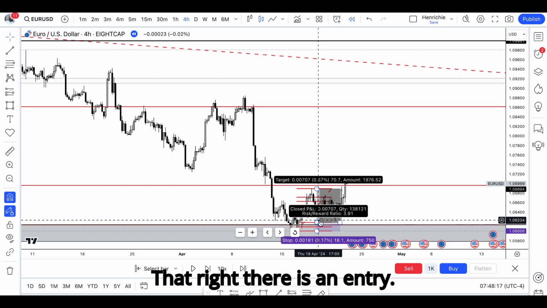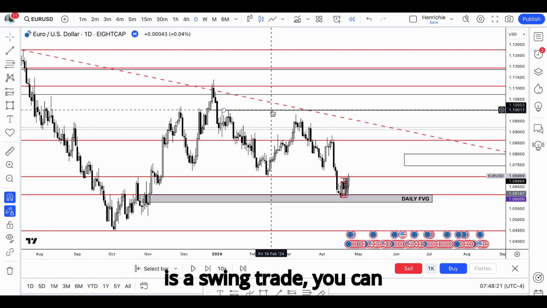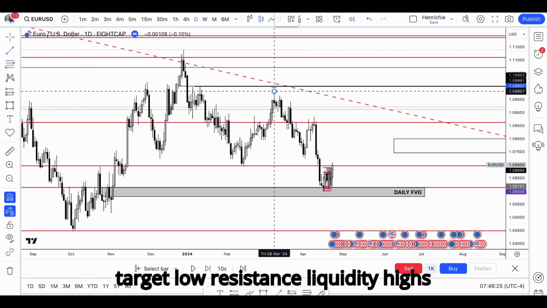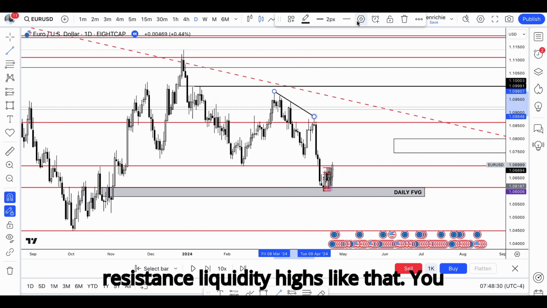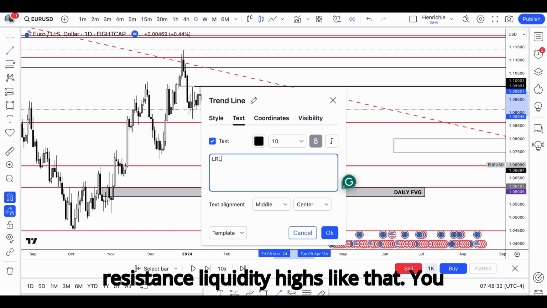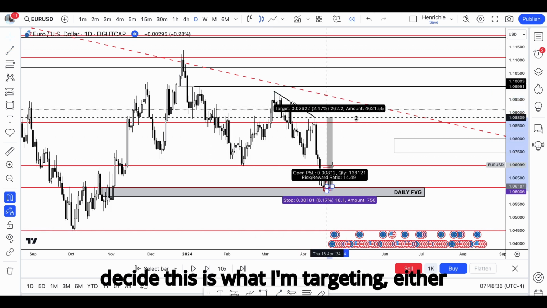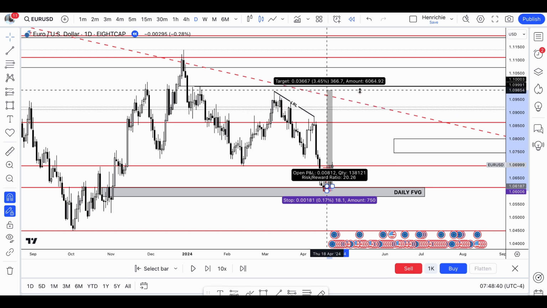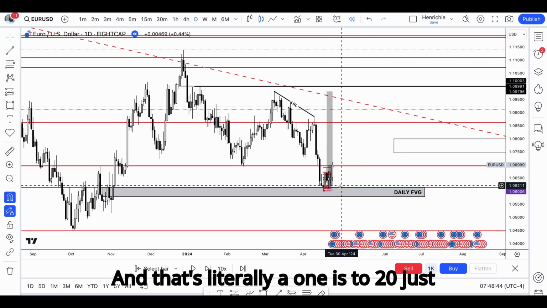That's right there, there is an entry. Target. Where do you target? Because this is a swing trade, you can target low resistance liquidity highs like this. You can see low resistance liquidity highs like that. You can target those key levels. You can decide this is what I'm targeting, either this or that. And that's literally a 1:20 just on one trade.